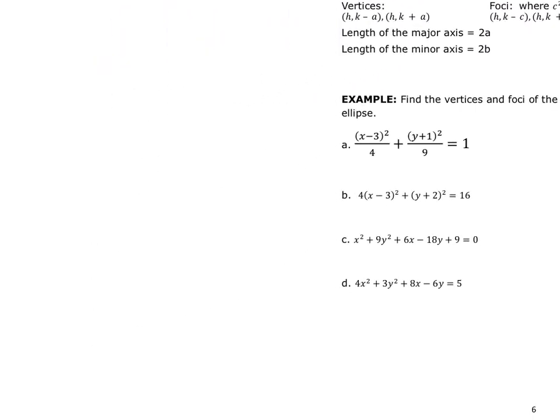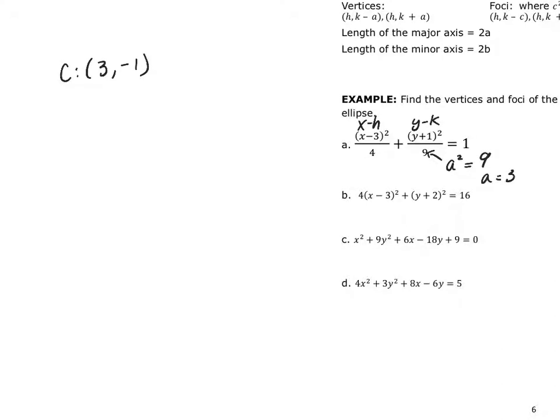So the first thing I'm going to do is determine what my center is. My center is h comma k, where this is x minus h and y minus k. So my center is at positive 3 and negative 1, because it's always the opposite sign. Now, since this is the larger number, that equals a squared. So a squared is equal to 9. That means that my a happens to be 3.